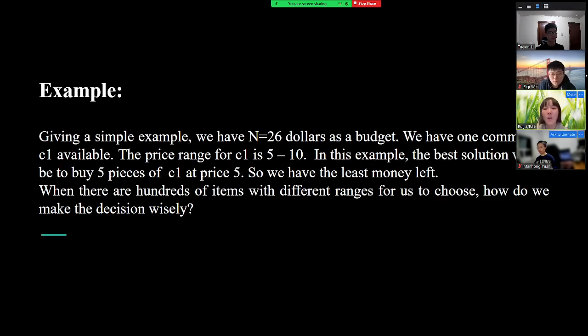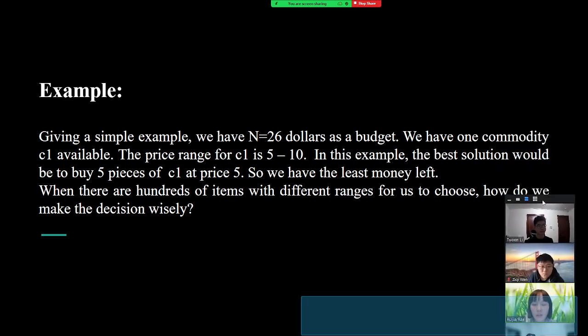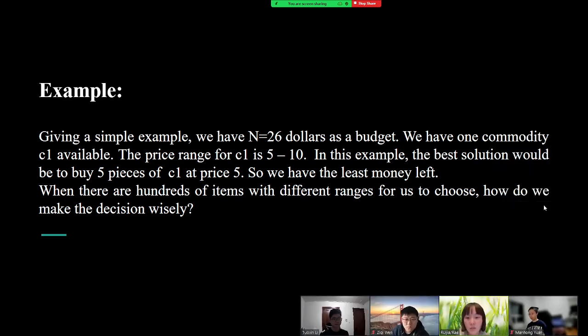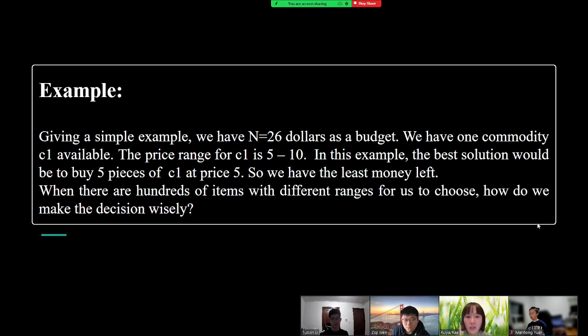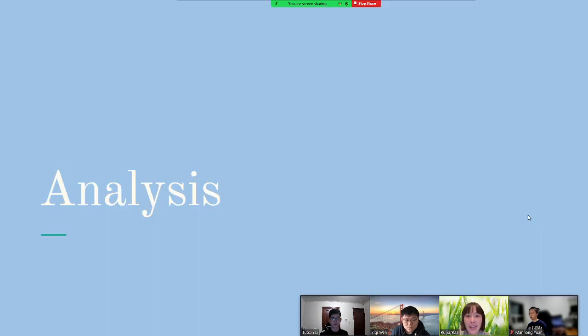Now we give a very simple example. For example, if we have a budget of $26 and we have one commodity called C1, and the price range of C1 is from $5 to $10. In this situation, the best solution is that we buy 5 pieces of C1 at the price of 5. In this case, we have $1 left. This is the brief introduction. Now we're going to listen to more analysis about the project.